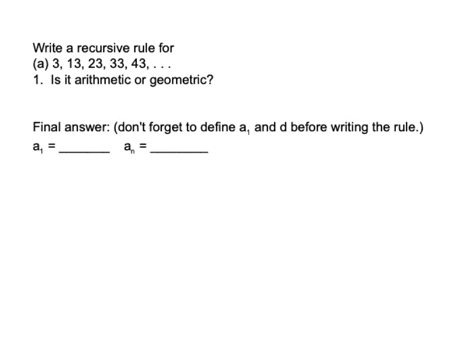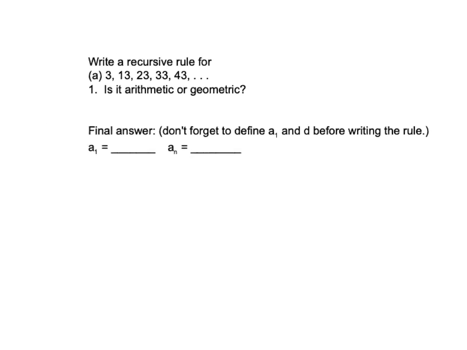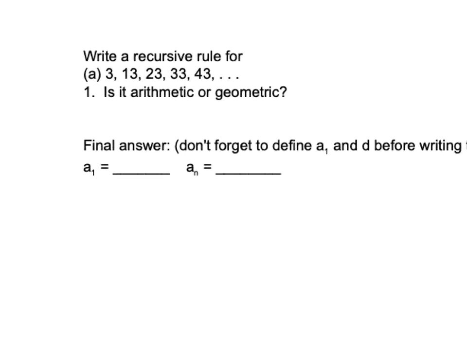So the next thing we want to do is if I give you a sequence here and I want you to write a recursive rule. Okay, so remember, recursive rule means you have to define a sub 1, and then you have to know, well, is it arithmetic or geometric? So you need to know, do I need to know what my common difference is, or do I need to know what my common ratio is? And in this case, 3, 13, 23, 33, 43, you're adding 10 each time. Well, if you're adding the same thing each time, it's arithmetic, and your common difference is 10.